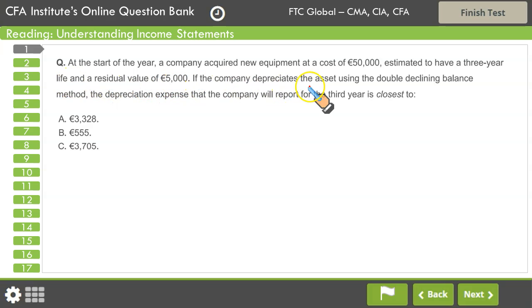If the company depreciates the asset using the double declining balance method, the depreciation expense that the company will report for the third year is closest to. Now, since the asset will last for 3 years, we have to calculate the depreciation for the third year. We first will have to determine the depreciation percentage. Double declining balance method means that first you need to calculate the straight line depreciation rate.